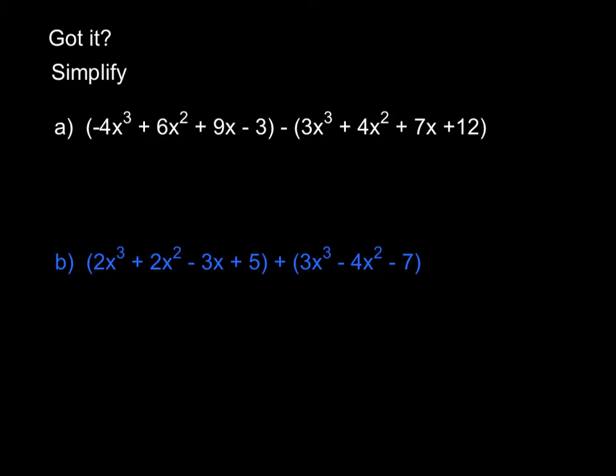All right, in part A, we've got subtraction. So I'm looking for the largest power. I'm looking for these cubes. So I have a negative 4x cubed minus 3x cubed gives me a negative 7x cubed. Okay, done with the cubes.